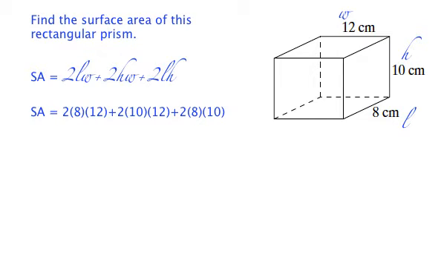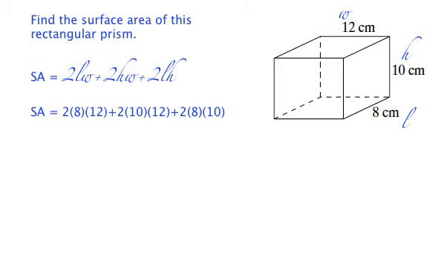If you have a scientific calculator, you can plug this in and your calculator will solve it correctly. So you could put in 2 times 8 times 12 plus 2 times 10 times 12 plus 2 times 8 times 10. If you don't have a scientific calculator with all the extra keys, you're going to have to do 2 times 8 times 12, write the answer down, then 2 times 10 times 12, write the answer down, and then 2 times 8 times 10 and write the answer down, and then add the three answers together.